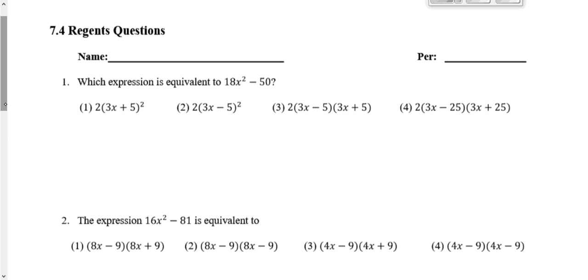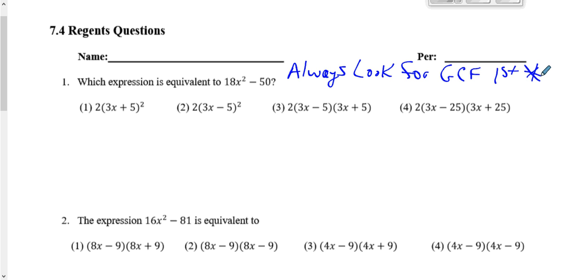By the way, the very first thing you always look for when you go to factor, always, make a note here, is a GCF. Sometimes there's not one. Always look for a GCF first, because there might be other factoring you can do after that. Let's take a look at number 1 here.